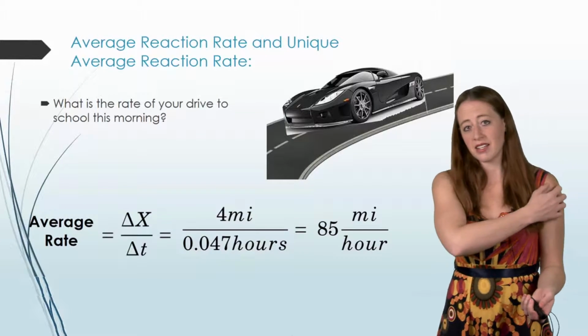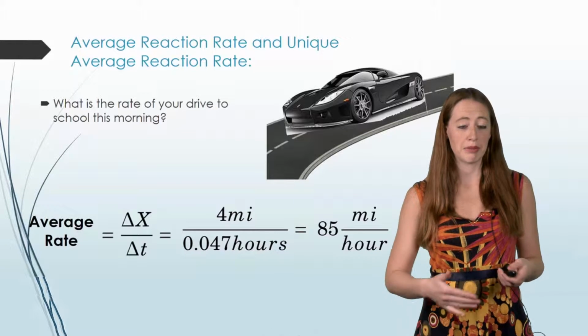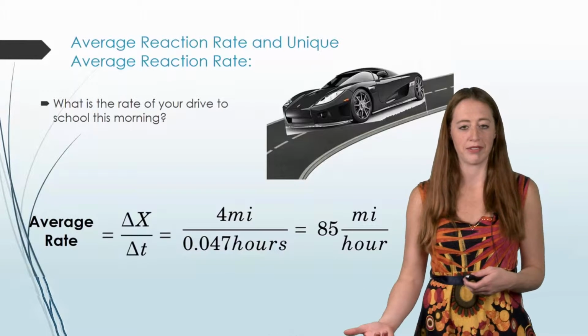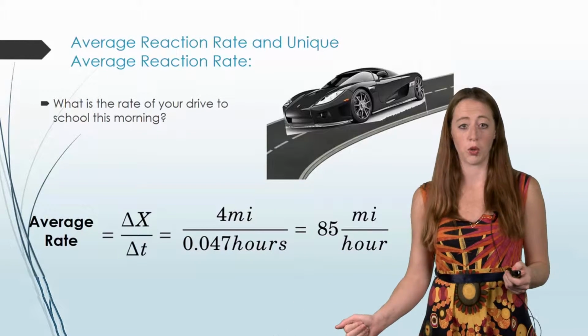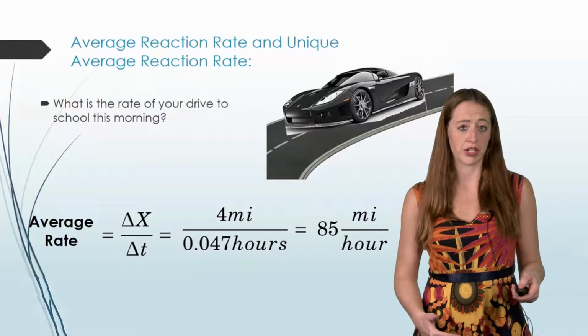Now, notice that doesn't necessarily mean that you were driving 85 miles an hour the entire way. Maybe the last mile you were driving 5 miles an hour, which means that you must have been driving well over 90 miles an hour on the previous part of it. It's just looking at it over the whole distance. And this is the same way when we look at average reaction rate.